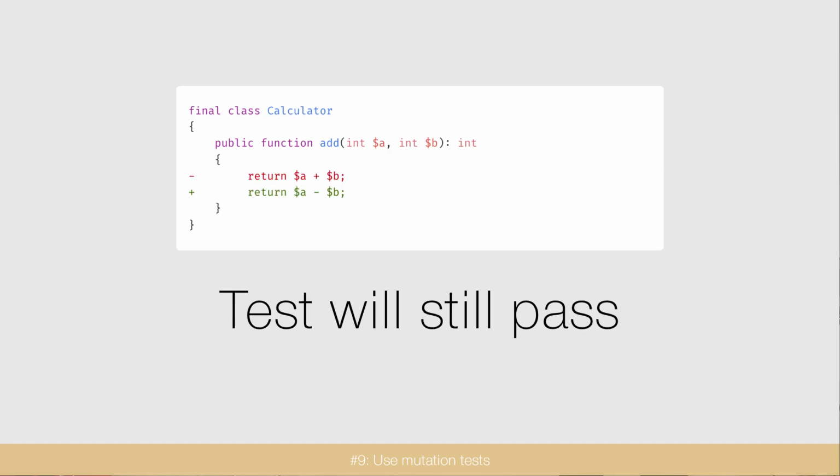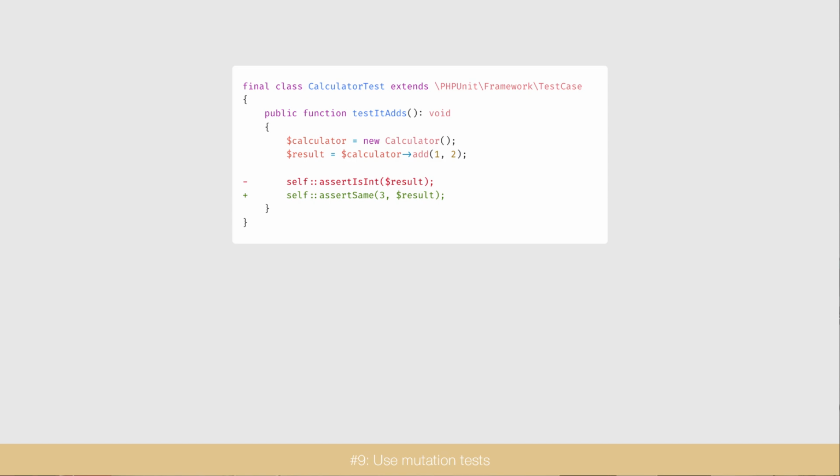But what if we changed our code in the calculator? Then our tests would still pass. So quite obviously, what we should have done in our tests was to actually assert the actual result of the calculator. Pretty simple, but it illustrates perfectly what mutation test does.